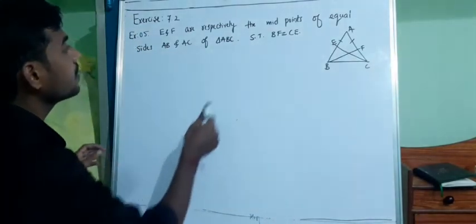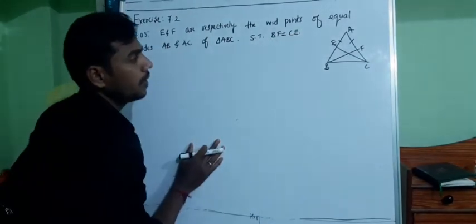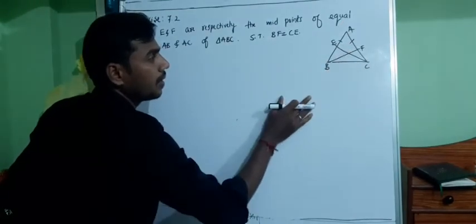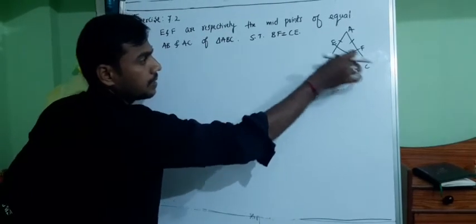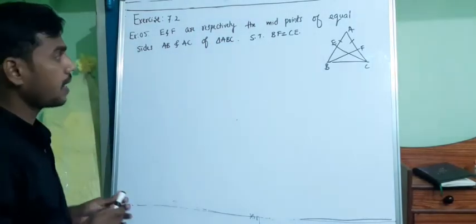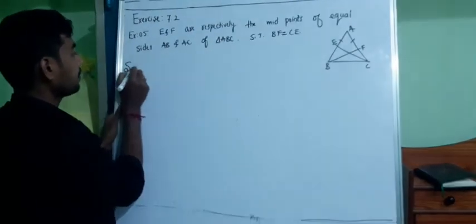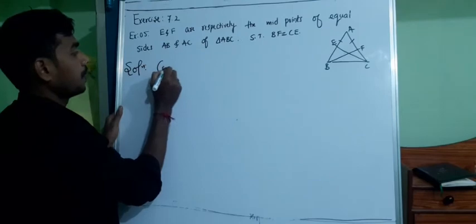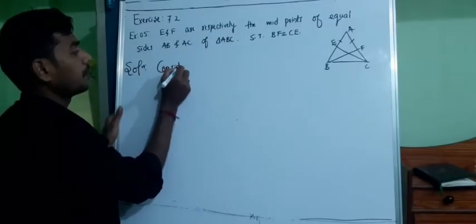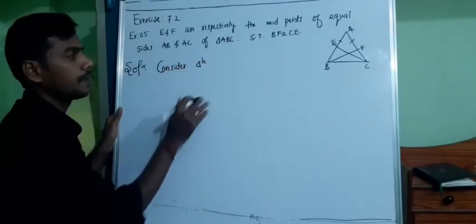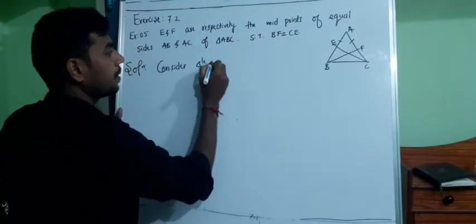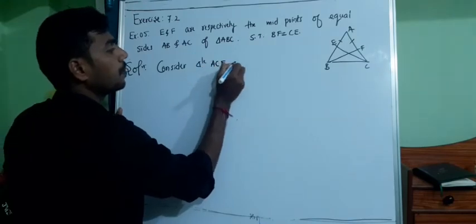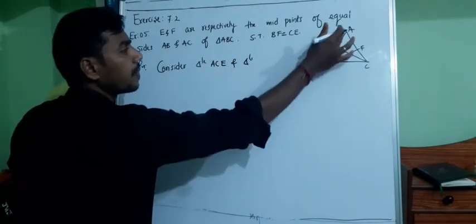Okay. Now what has been asked us to prove? BF is equal to CE. Where is BF? BF. Okay. Can I consider triangle ABF and triangle, and we need to prove CE. Where is CE here? ACE. So I need to consider those triangles. Consider triangle ACE and triangle ABF.